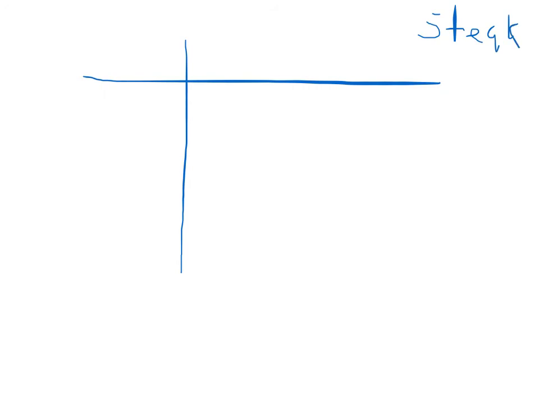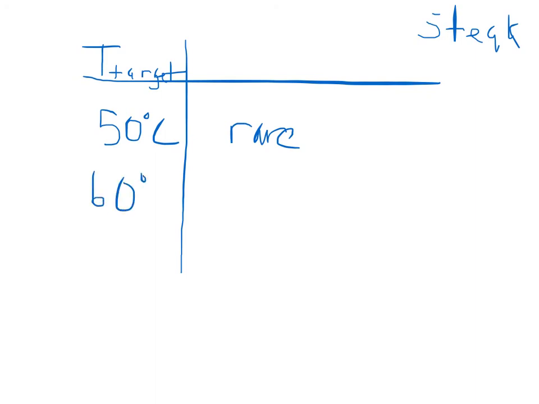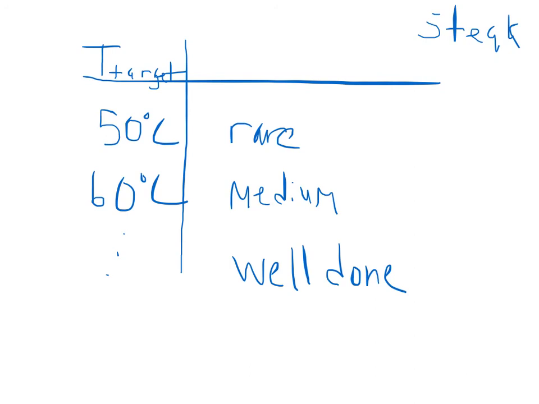Basically, we have target temperatures. So here I'm going to write T target, and then a description of how the steak is done. For example, if the temperature of the steak reaches 50 degrees Celsius, that's going to be called a rare steak. If it reaches 60 degrees Celsius, we're going to call that a medium steak, and so on. For a steak, there are slightly higher temperatures at which it becomes well done, and so on. What we've done is take essentially an eyeball guess of these different target temperatures.